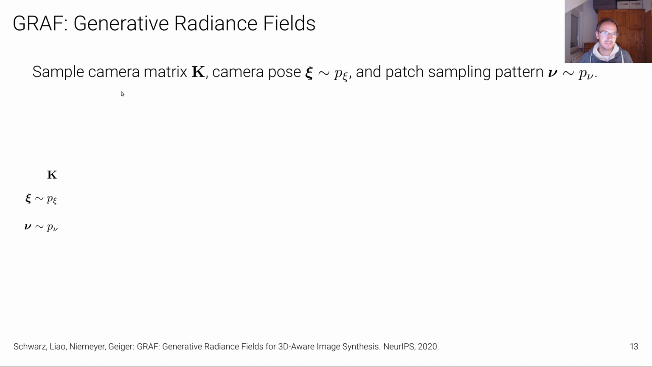We start by sampling the camera matrix K, the intrinsic parameters, the camera pose Xi, which are the extrinsic parameters, and a patch sampling pattern nu, which is illustrated here on the left. We need the patch sampling pattern as it's very time and memory consuming to render an entire high resolution image using a radiance field representation. And so we only render patches, like a patch GAN. And then we compare these patches to patches of real images using the discriminator.